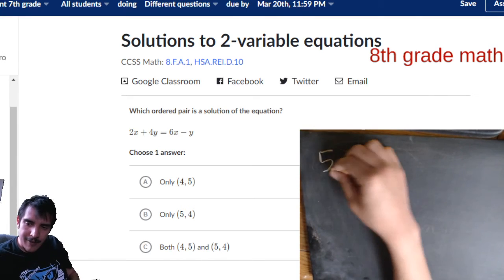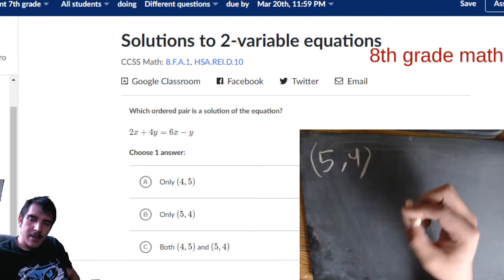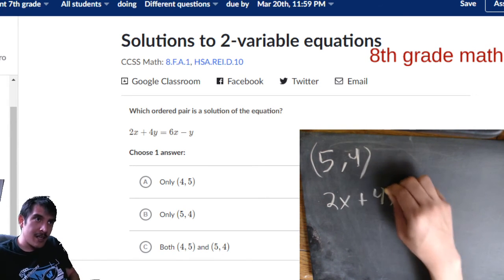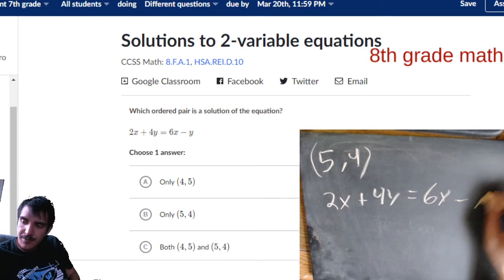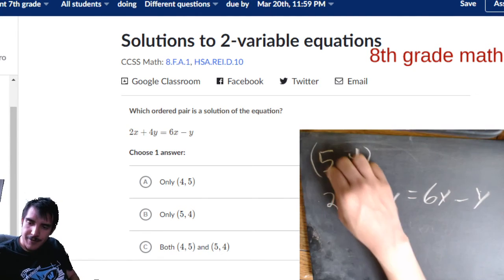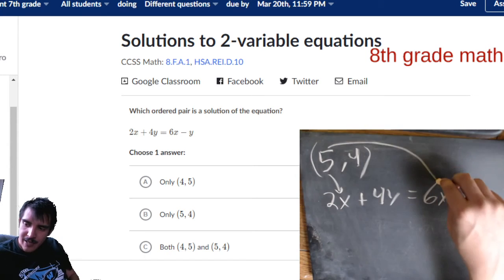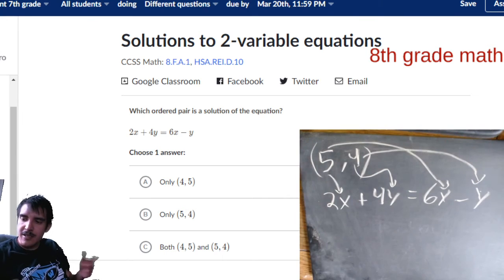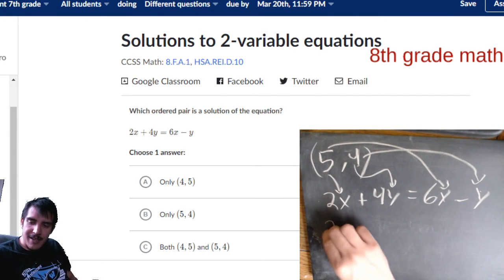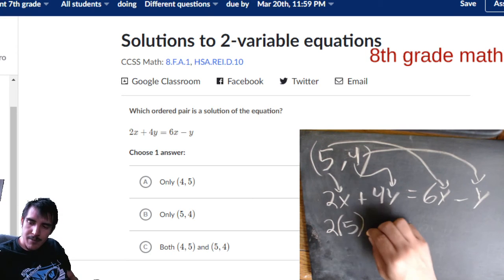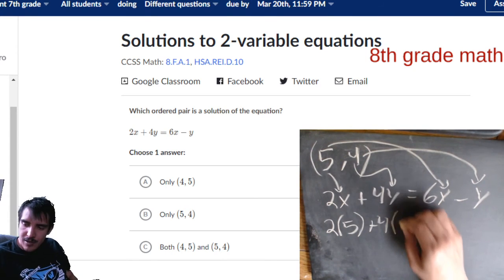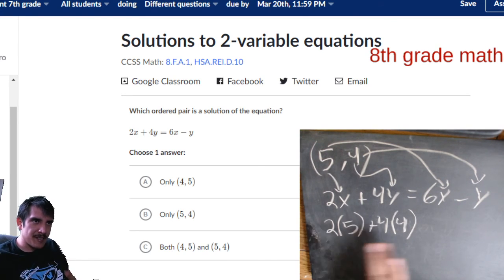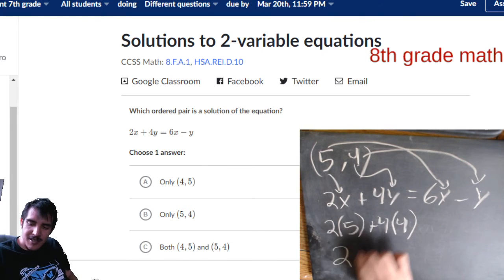So the point 5 comma 4, and we're going to put it into the equation 2x plus 4y equals 6x minus y. And let's do the same thing again. 5 goes there, and 5 goes there, and 4 goes here, and 4 goes here. 2 times 5 plus 4 times 4. 2 times 5, 10. 4 times 4, 16. 10 plus 16 is 26.